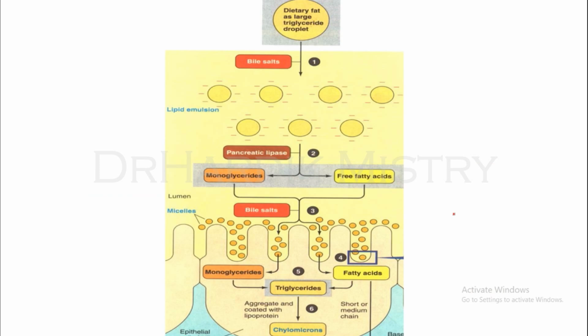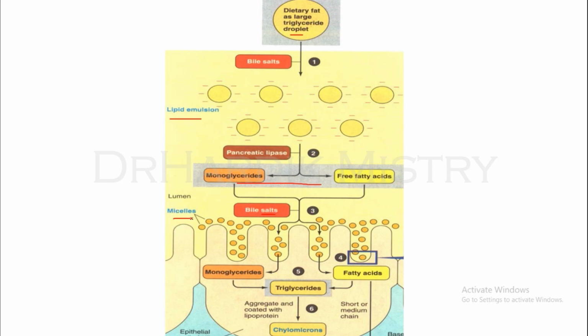So here is the whole picture of fat digestion. Dietary fat, as large triglyceride droplets, comes in contact with the bile salts, so there is the formation of the lipid emulsion. Once the lipid emulsion is formed, the pancreatic lipase enzyme comes into the picture and breaks down the large triglycerides into monoglycerides and free fatty acids. Again these monoglycerides and free fatty acids come in contact with each other and join. Again the bile salt has its effect on it, and finally it forms the micelles.